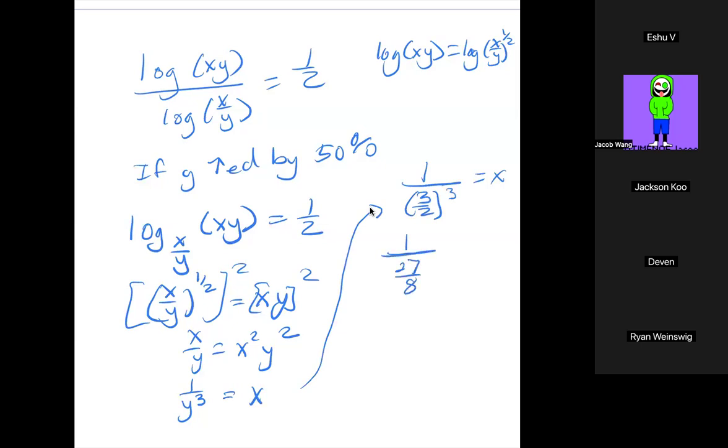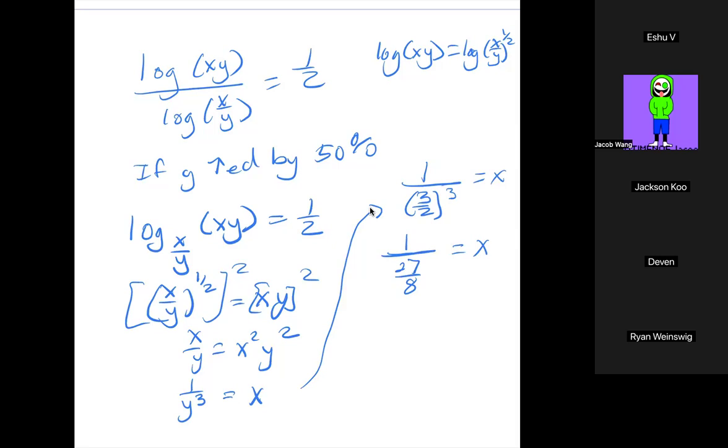And so what does x have to be multiplied by in order for the relationship to remain the same? 8 over 27. 8 over 27, right.